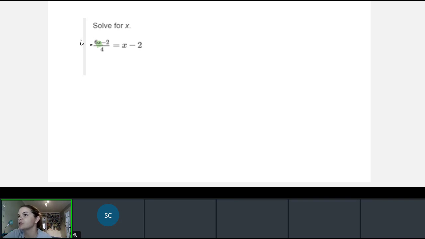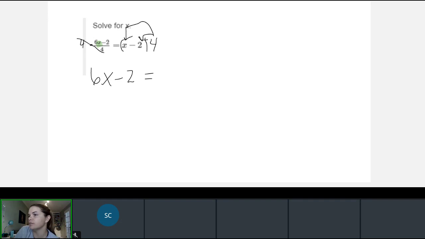So the first thing I'm going to do is get rid of the 4 on the bottom. So the tricky part here is that we have to multiply everything on this side by 4 as well. So that would cancel out, and we would get 6x minus 2 equals, we would have 4 times x, which is 4x, and 4 times negative 2, which is negative 8. So that's probably the tricky part where you might have missed on that one.